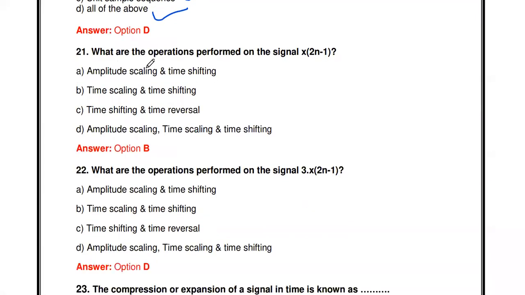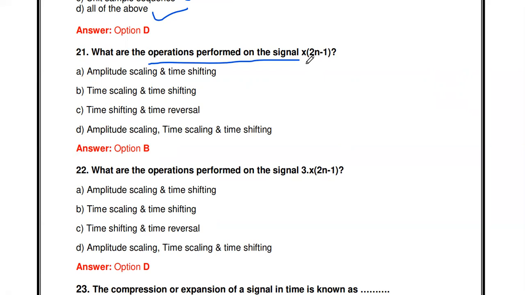Then the next one: what are the operations performed on the particular signal x of 2n minus 1? Already I said the different operations performed on a signal: amplitude scaling, time shifting, time scaling, time reversal, and so on. If you want to learn more, I already posted separate videos for each topic with example problems. I will give the link in the description box, so you can go and study.